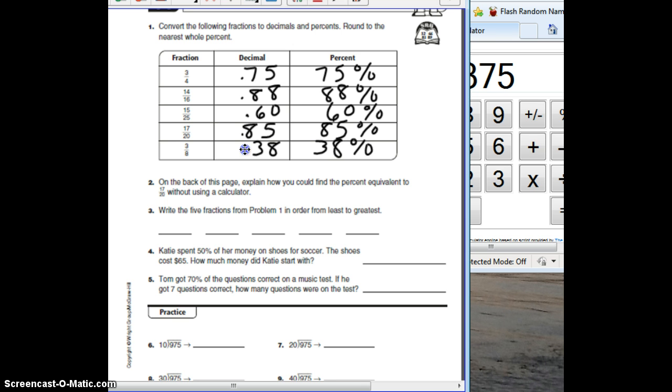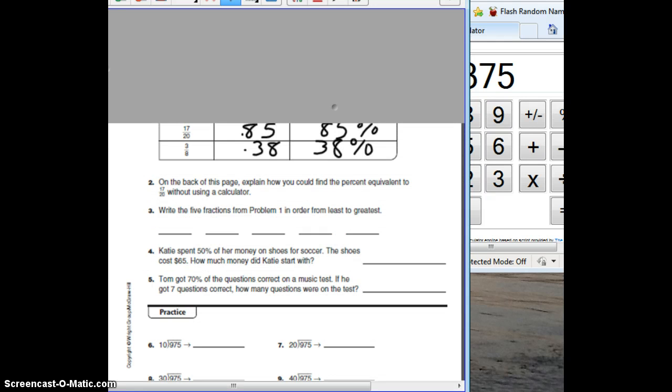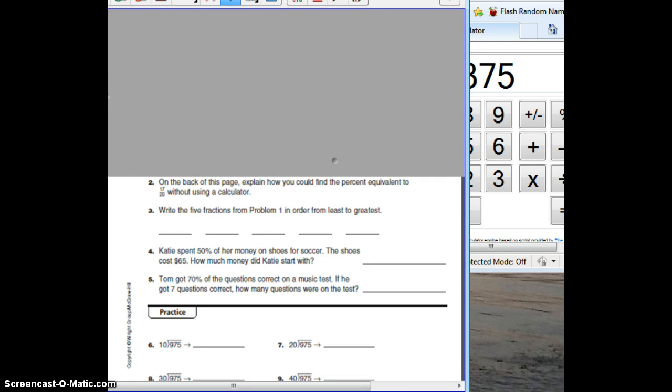All right, going to do a screen here so we don't get confused as to where we are. We'll stay together. And now it's asking you to do something on the back of this page. Explain how you could find the percent equivalence to 17/20ths without a calculator. So how could you do this if you didn't have a calculator? Hopefully you remember some things.